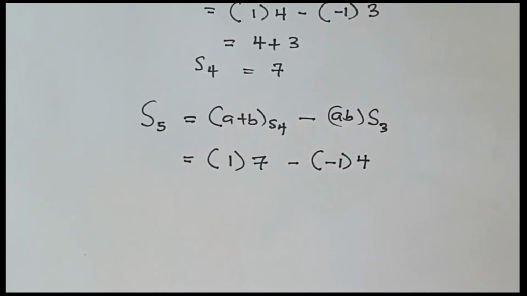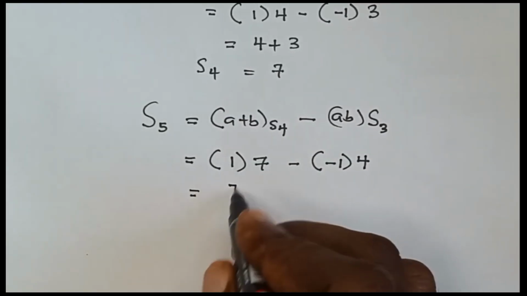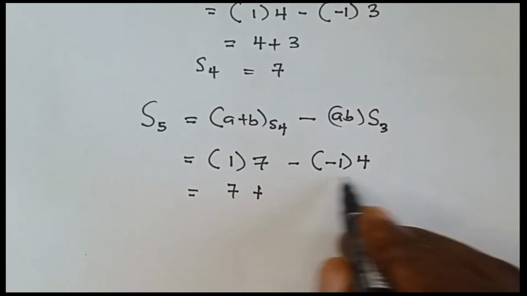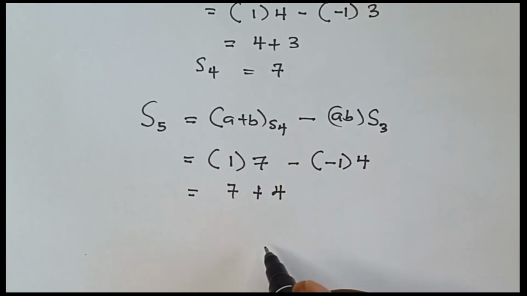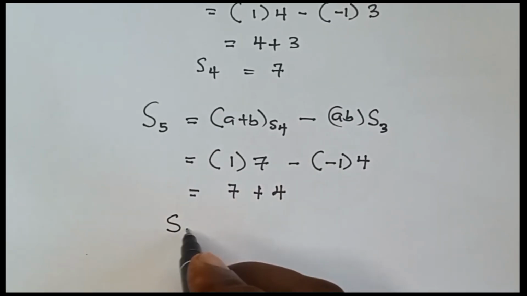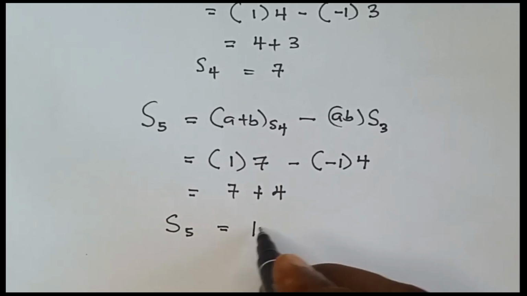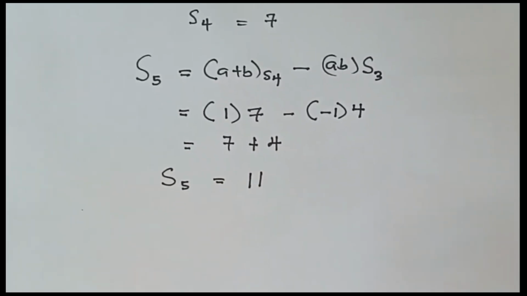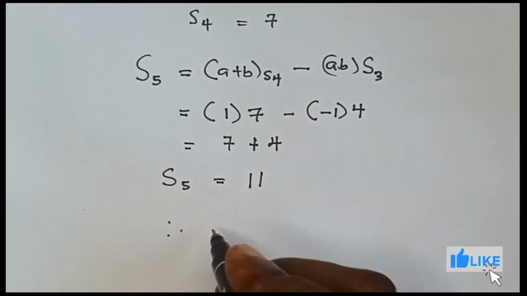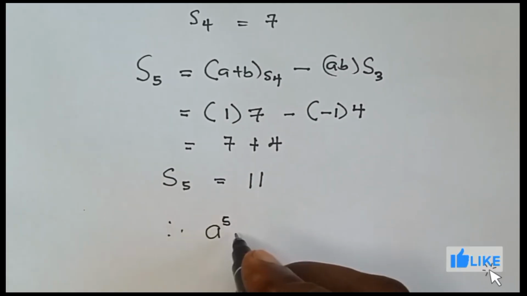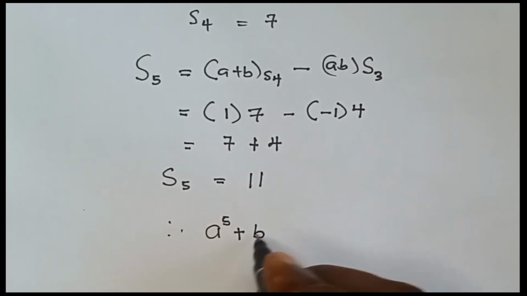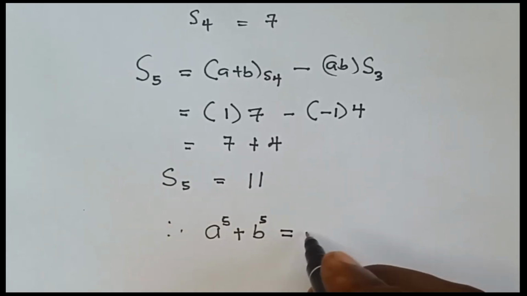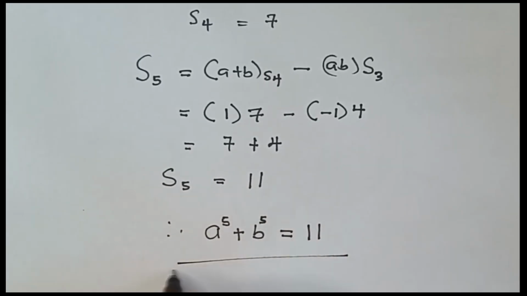Okay, so now we can multiply. This is 7 plus 1 times 4, which will give us 11. So it means our S5 is 11. Therefore, a raised to the power 5 plus b raised to the power 5 equals 11. This is our final answer.